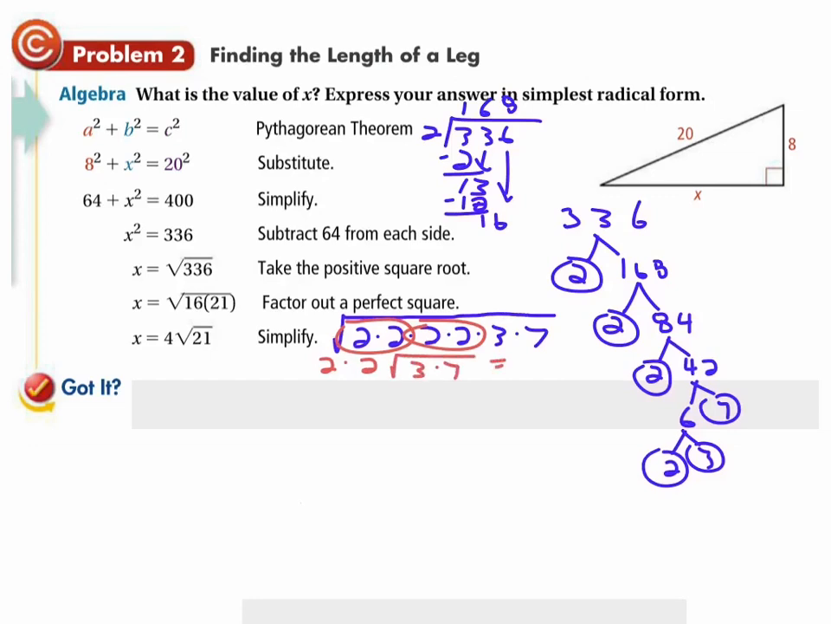And when you then multiply them back together, 2 times 2 is 4. Root 3 times 7 is 21. And as you can see, you still get what they got.